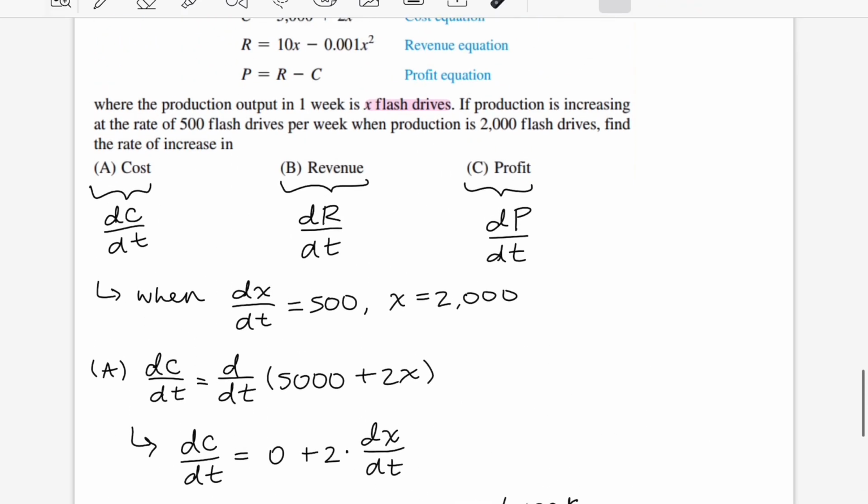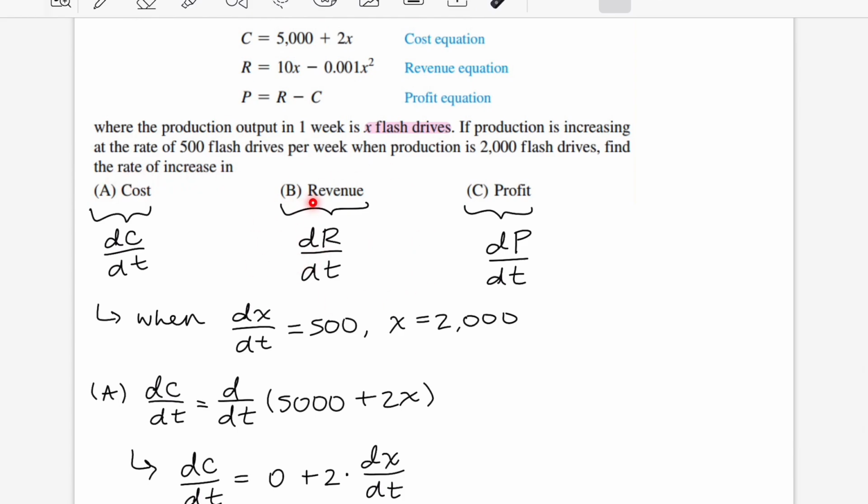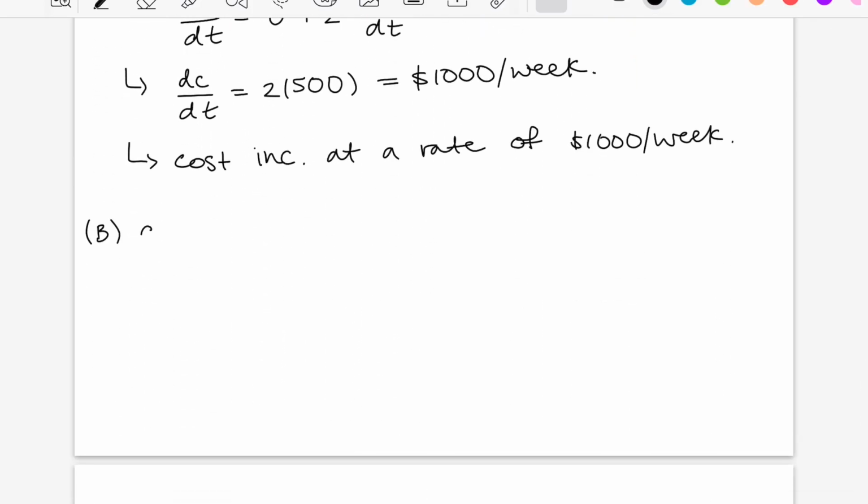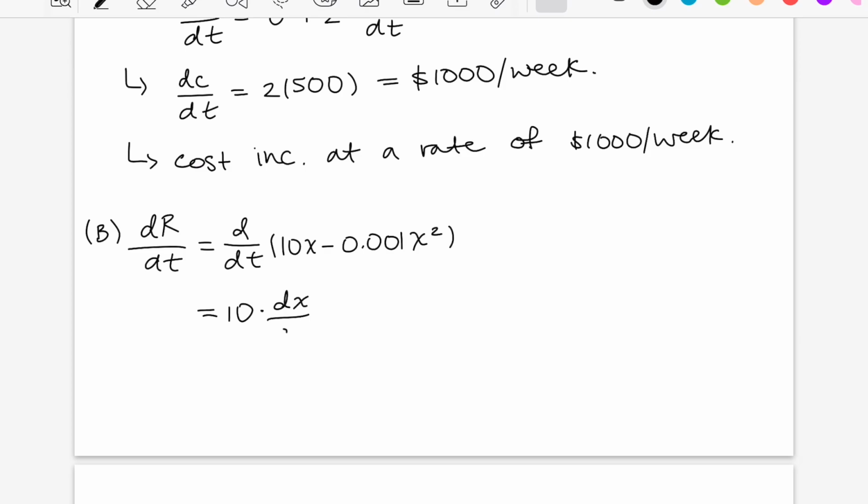Now we want to do the same thing for our revenue. We want to find the rate of increase in revenue when x is 2,000 flash drives, and the rate of change of that guy is going to be 500 flash drives per week. So we'll take the derivative of our revenue equation. So dr/dt is going to be the derivative of our revenue equation, which is 10x minus 0.001x squared. So we're going to take the derivative of 10x, so that'll be the derivative of our outside, so 10 times the derivative of our inside with respect to t.